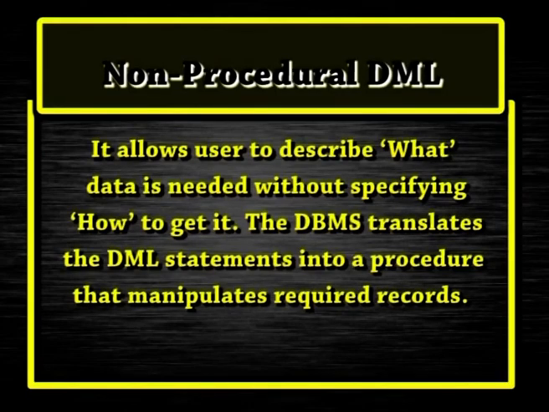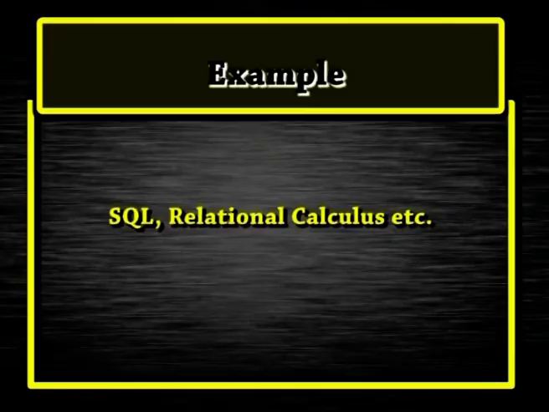Then there is non-procedural DML, which allows the user to describe what data is needed without specifying how to get it. The DBMS translates the DML statements into a procedure that manipulates the required records. So, the user is not concerned about what algorithms are required and how data structures are internally implemented to retrieve the data. It thus provides data independence. For example, SQL, relational calculus, etc.